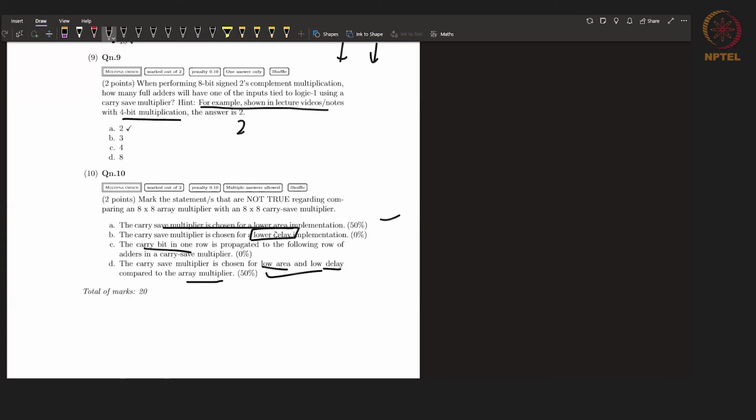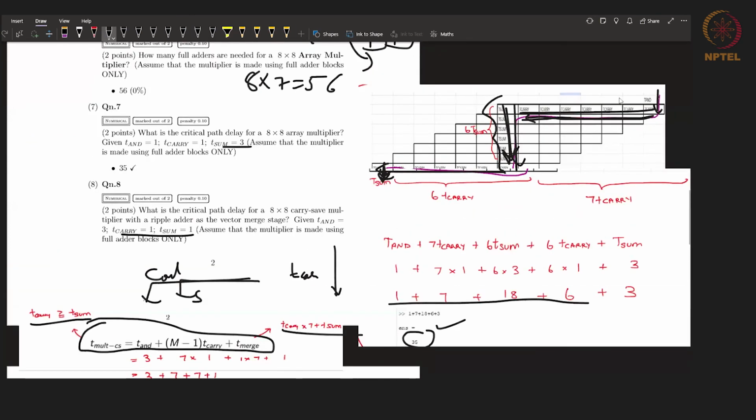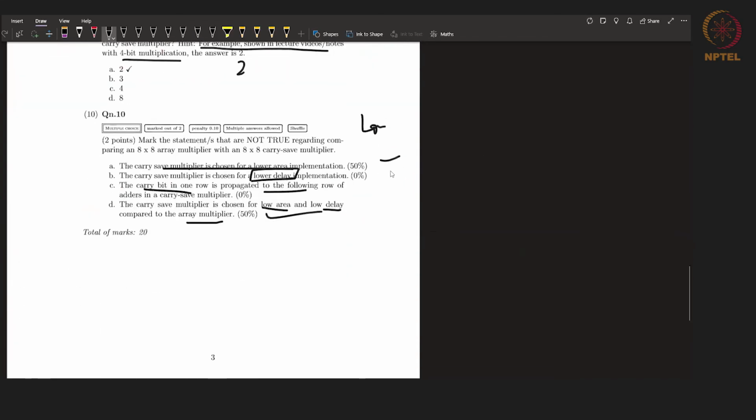Sorry, what I meant was option B, which is it is chosen for the lower delay as well as for passing the carry. It is not for the lower area. The area is basically the same, right? It's only the matter of wiring that changes, whether for the sum to propagate or for the carry to propagate. So it's chosen for the lower delay implementation. Therefore, not true.